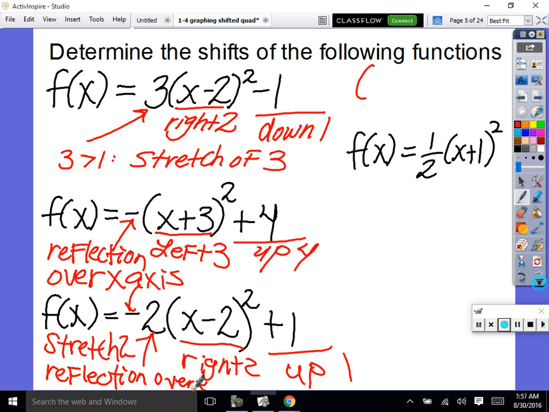Okay, last example here. This one, 1/2 times x plus 1 squared. What's my shift left and right? Left 1. Any shifts up and down? No shifts up and down, so we just don't need to put anything. And then looking in front, 1/2. 1/2 is less than 1, right? So isn't our acceleration less? Yeah. Compression of 1/2. Very good.